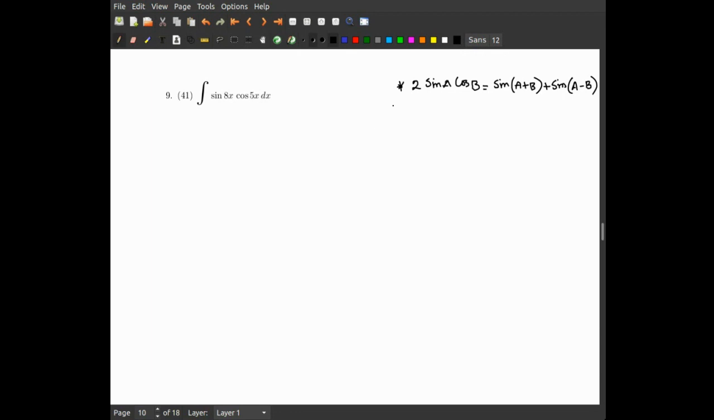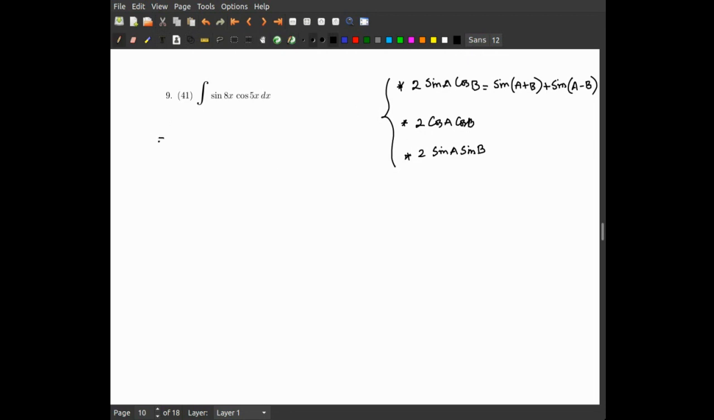If you have 2 sine A cos B, and then another one, 2 cos A cos B, and then you have 2 sine A sine B, these 3 formulas. Now in this case, we don't need the rest of the 2, but you need to know. You need to know these 3 formulas. So make sure that you freshen up your memory there.